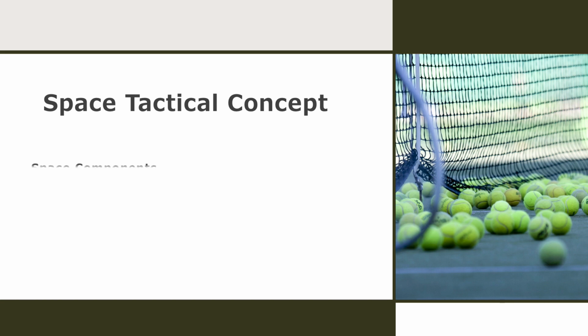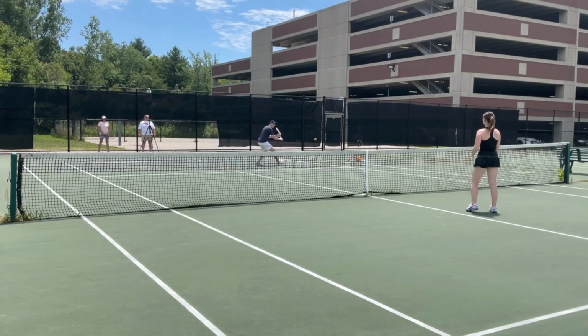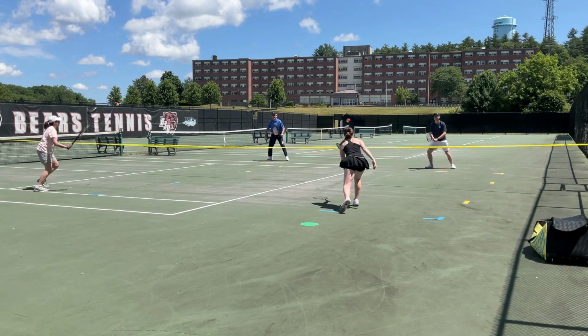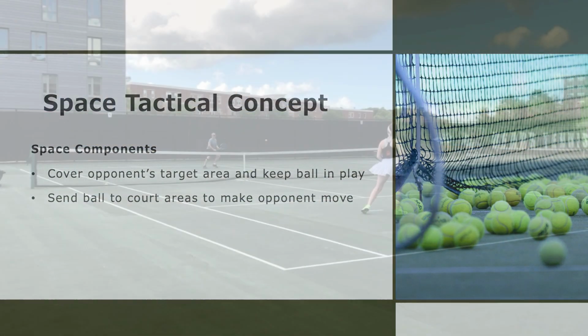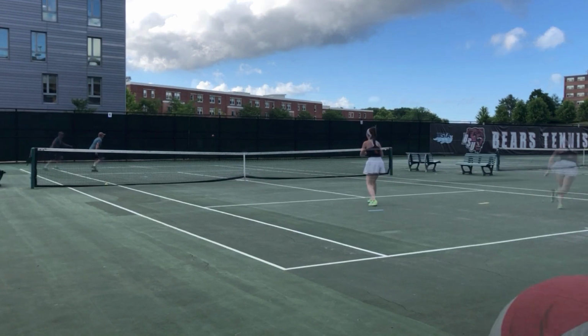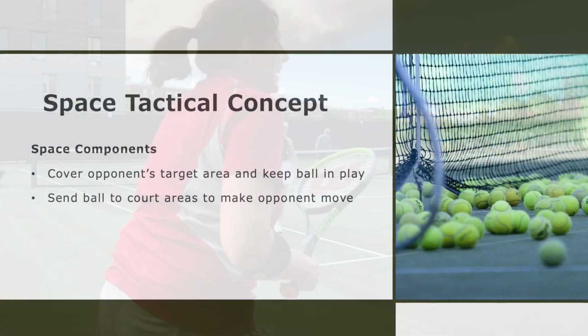Space tactical concepts. These components break down into 2 parts. One is always think about cover the opponent's target area on your side of the court in order to keep the ball in play, anticipate where they're going to play the shot, and then send the ball to court areas to make the opponent move. That could be short, could be deep, could be side to side. If the opponent doesn't retreat, send it at them where they have to back up because they're not really ready to volley. All those are space components.